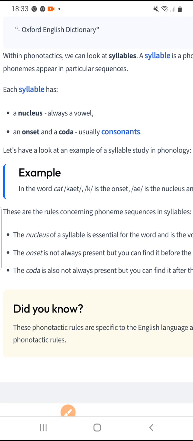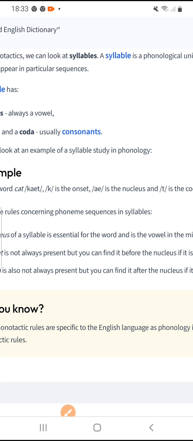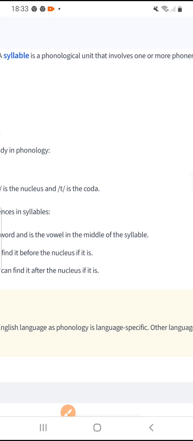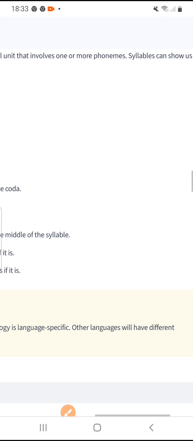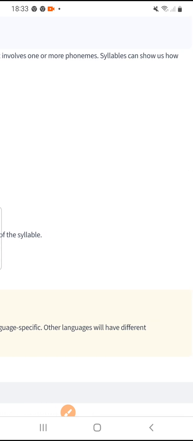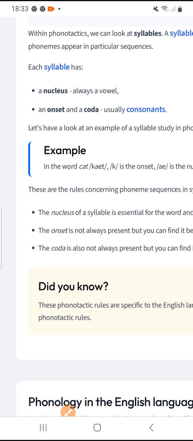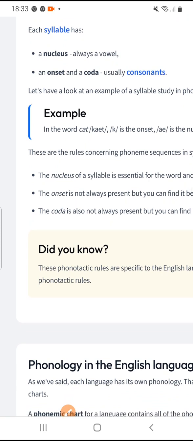Now, within phonotactics, we can look at syllables. A syllable is a phonological unit that involves one or more phonemes. Syllables can show how phonemes appear in particular sequences. A syllable has a nucleus, which is always a vowel. So the vowel is always called a nucleus. Then an onset and a coda, usually consonants.